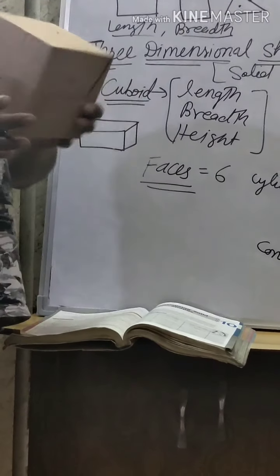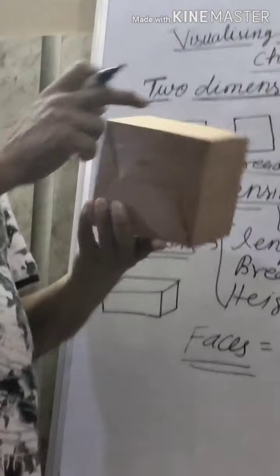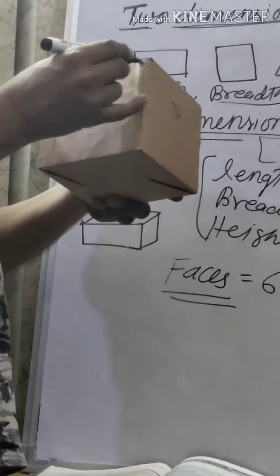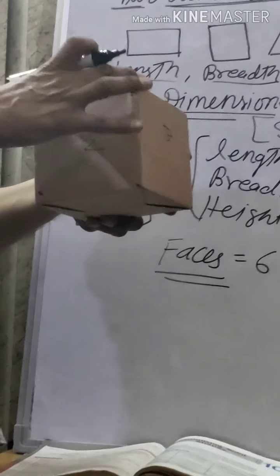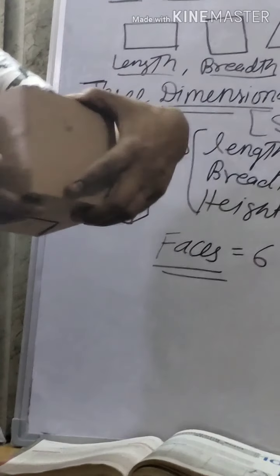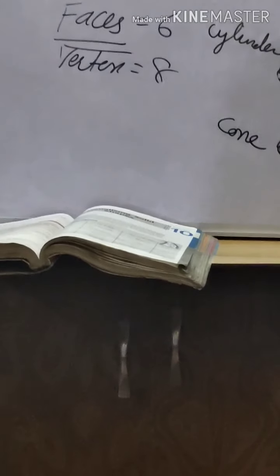And now, what about vertices? Vertices are the corners. You see here, first this corner, this corner, this corner. 4 are there. These are 4 vertices, and these are also 4 vertices. Then how many vertices are there in total? You can see 8 vertices are there. Understand? 4 and 4, 8 vertices.